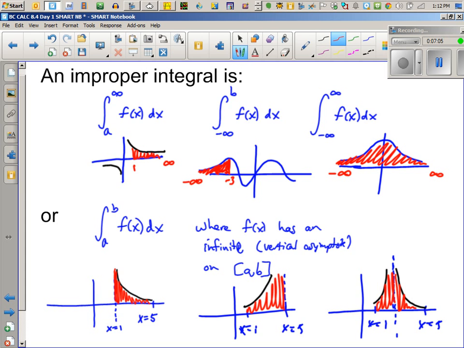Or maybe there's an asymptote at 1 and 5, something like that. Or more than one asymptote. Okay, so these are all improper integrals because of the nature of their situation. Again, I'll say it one more time, all the red areas may or may not exist. We'll talk about that later. Okay, so that's the third slide.